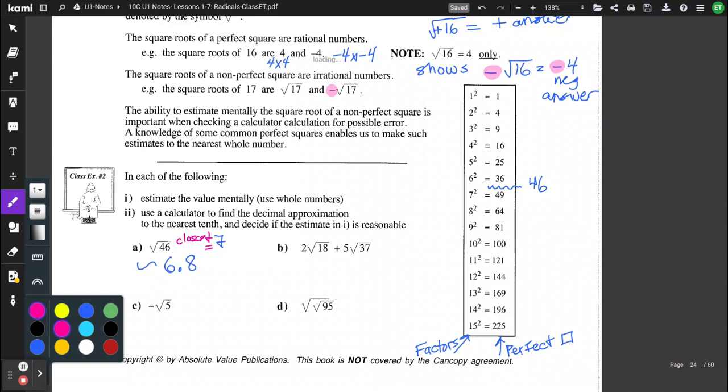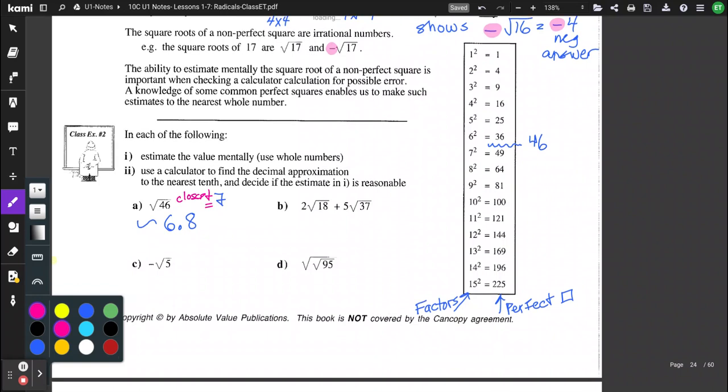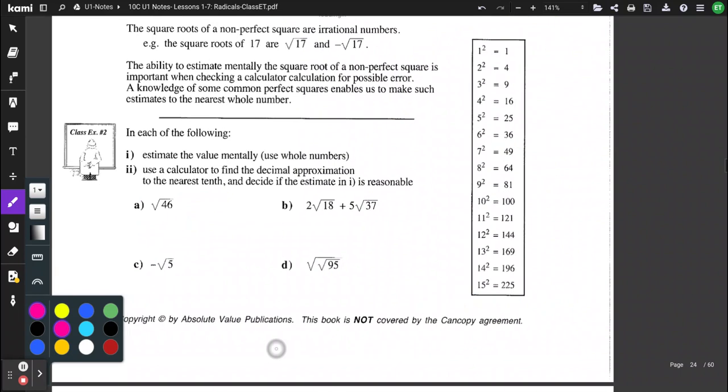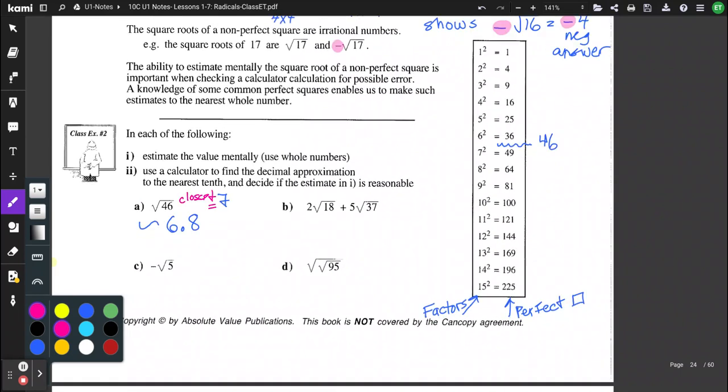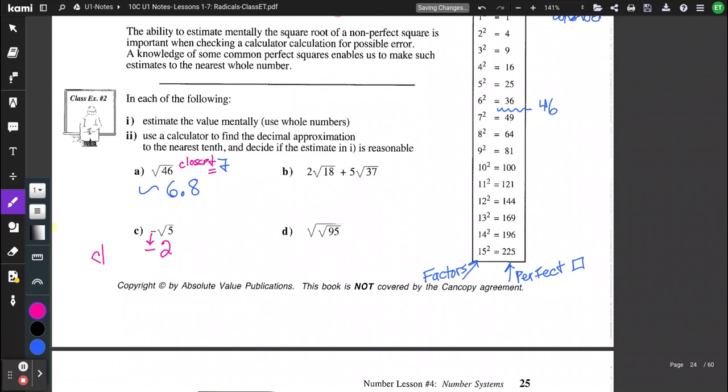So let's take a look at C right below it. Well, square root 5 is close to the number 4, and we know that the square root of 4 is 2. So this answer has to be a little bit bigger than negative 2. And it wants the negative sign, so it wants the negative answer. So it's going to be close to negative 2, but a little bit bigger because 5 is bigger than 4.